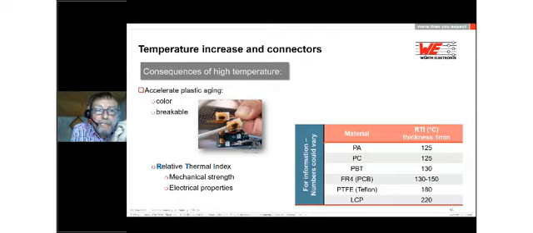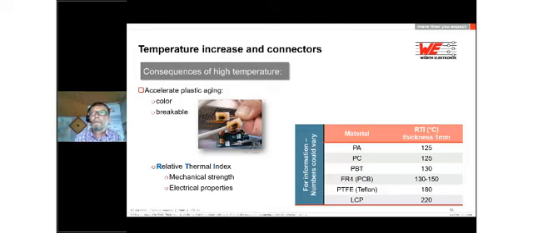This relative thermal index, where does it come from? It's defined in the standard UL 746C. It shows the temperature from which the speed of aging of the plastic is accelerated. So if we want to have a proper application, we always have to stay under this RTI, under this relative thermal index. And we do with our connectors, as you can see a few slides later too.